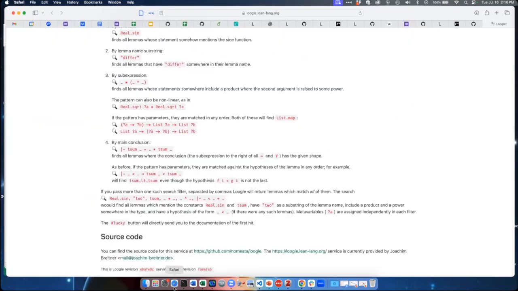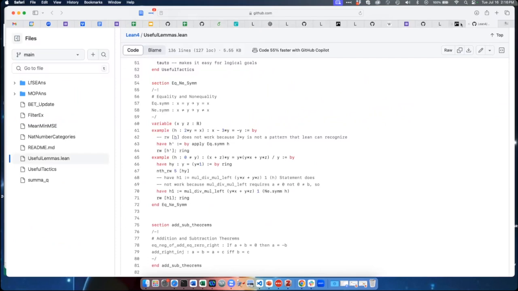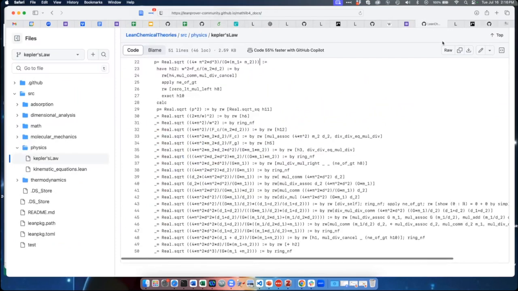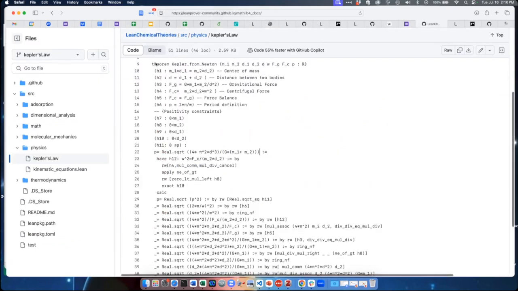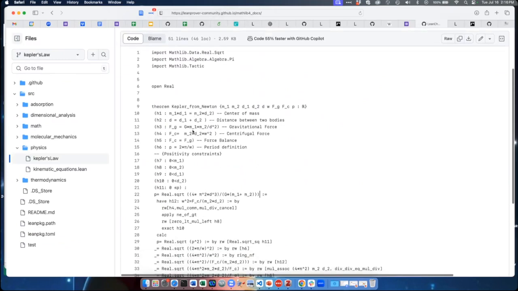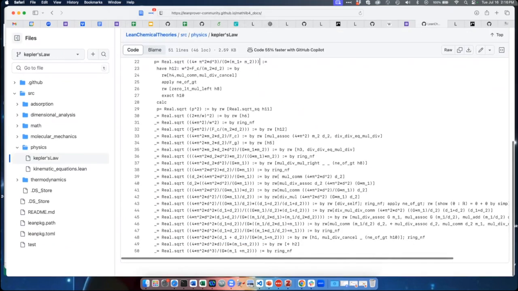I did remember after showing all this stuff, I wanted to go back to this. So now that I've explained this, you can start interpreting what all of this proof means. This is the Kepler's law from Newton proof. In the have statement, there is a rewrite with hypothesis H4, but also with things like muldiv cancel, which is a theorem.